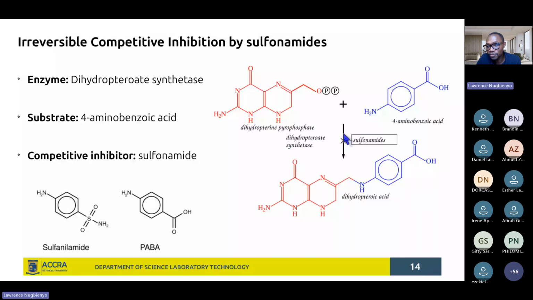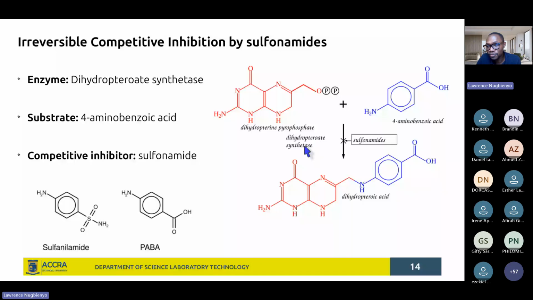Now you see that arrow, there is a cross on it, and there is a small note beside the cross, which is sulfonamides. Sulfonamides are a class of antibiotics. Now, what a cross means is that these sulfonamides act as inhibitors to the enzyme dihydropteroate synthetase.